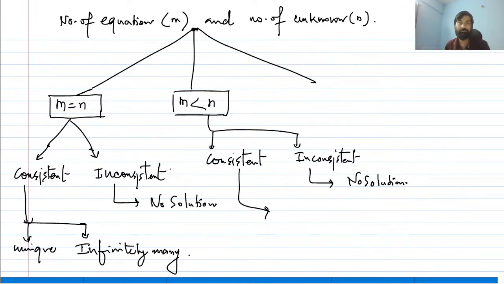Understood? Okay, I believe this is fine. You are giving many inputs, but you are not getting the expected output. So here you will get infinitely many solutions.